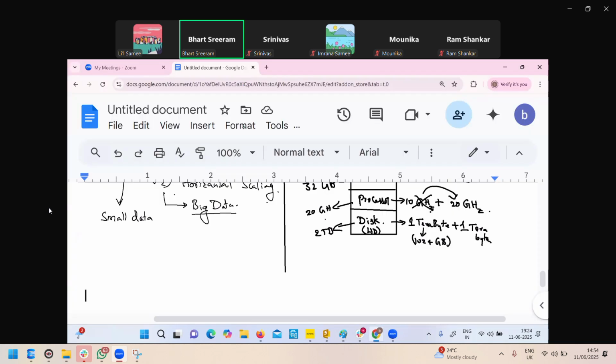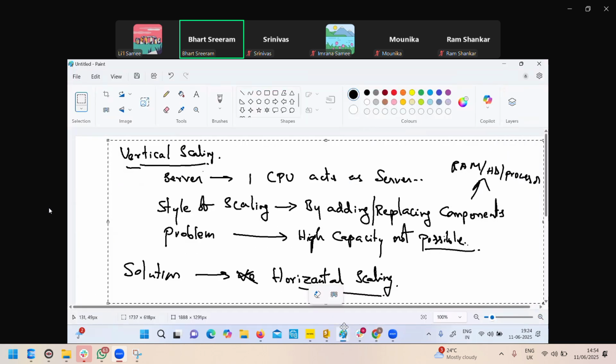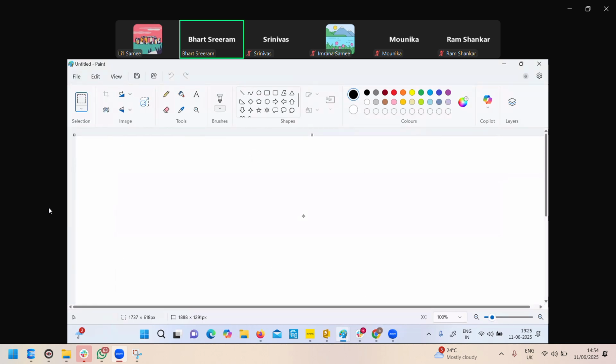Let's come to the next level. Let us come to horizontal scaling as a solution. First the key features I will type, later I will give you a picture. Horizontal scaling is the latest trend.